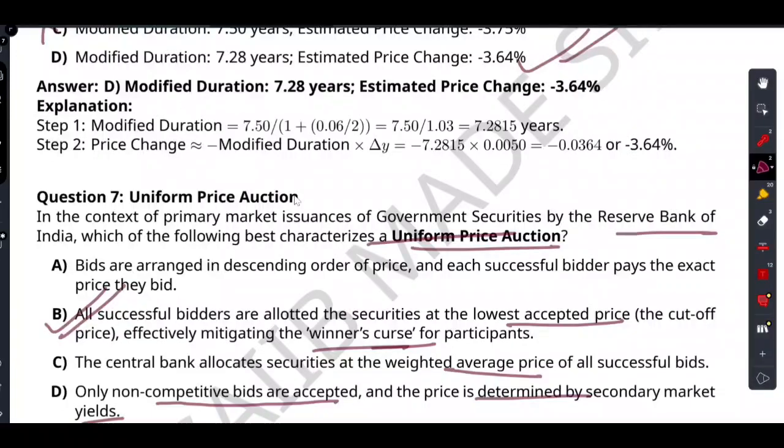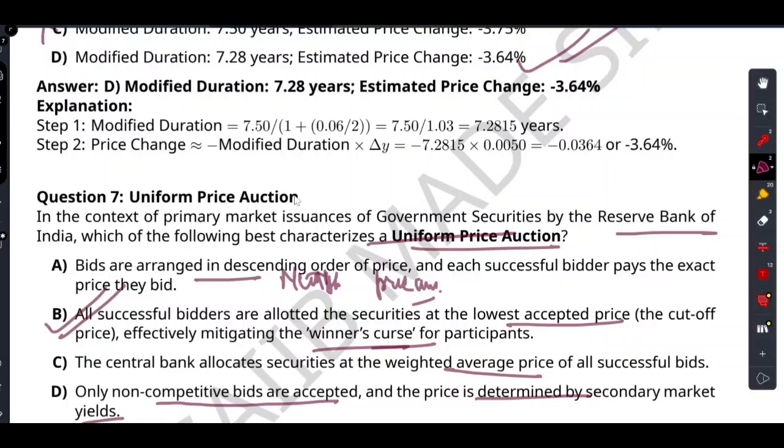Let's quickly eliminate the others. Option A describes a multiple price auction. Sometimes a question may be asked, what is a multiple price auction? In that case, you actually pay what you bid. Hello, winner's curse. That is the case of the winner's curse. That's called a multiple price auction, because however much you have bid, you have to pay that.